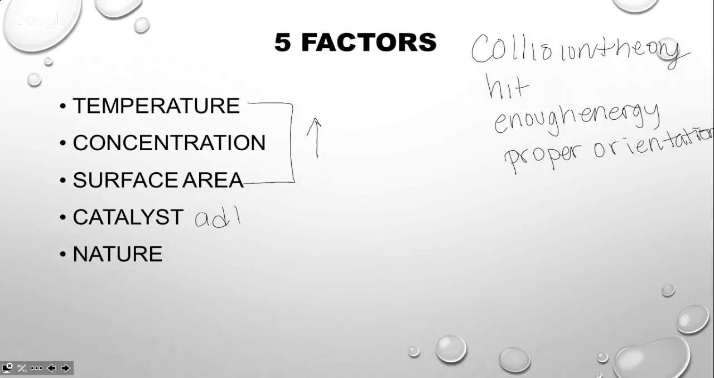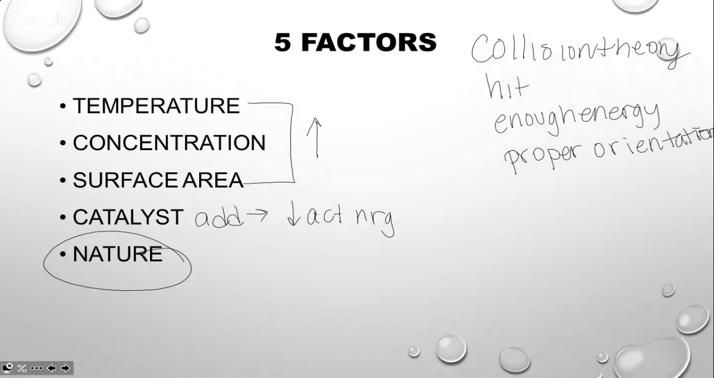Adding a catalyst changes the pathway or series of steps that the reaction takes. Changing the pathway also lowers the activation energy. Lowering the activation energy makes the reaction go faster. Nature, on the other hand, is not something that you can change.